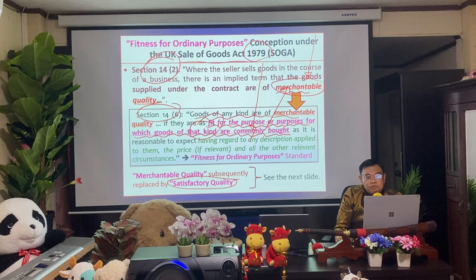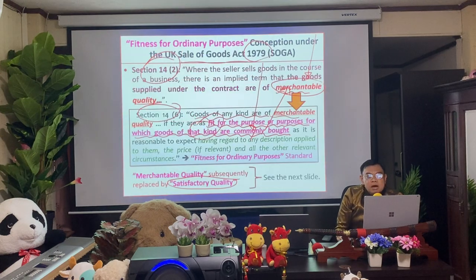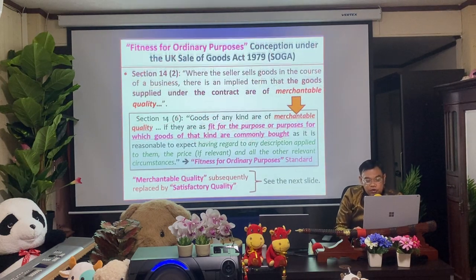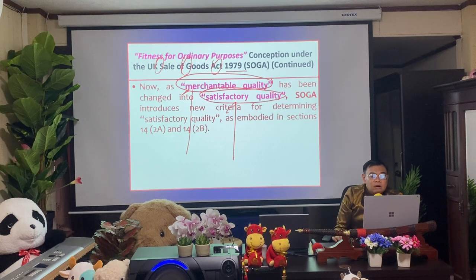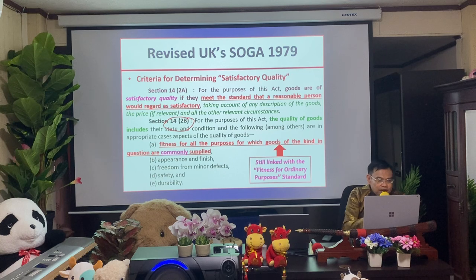The goods would have to be fit for their ordinary purposes, even though the Act changed the concept of merchantable quality into satisfactory quality, but the idea of fitness for ordinary purposes still remains. Because if you look at section 14.2b, before 14.2b, look at 14.2a first.